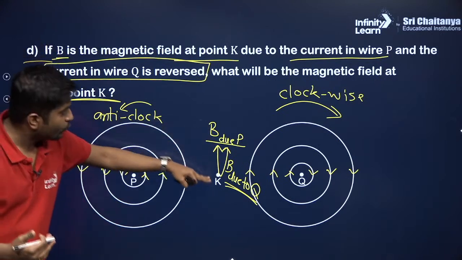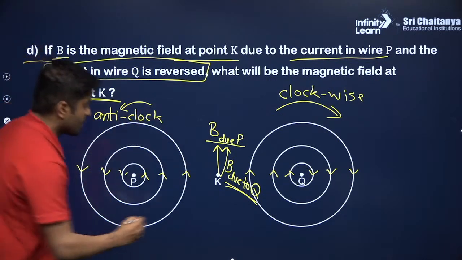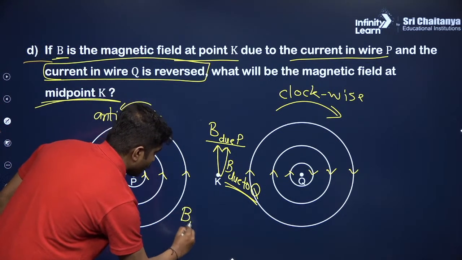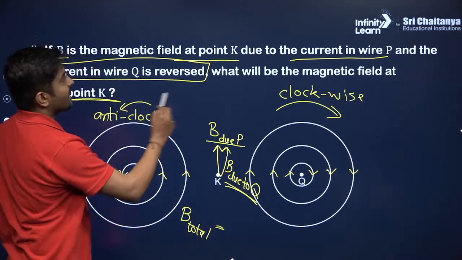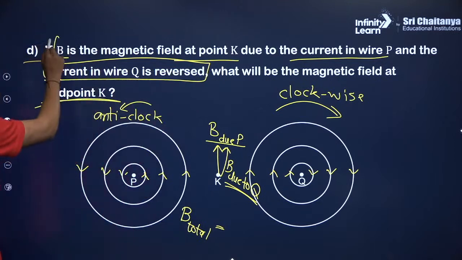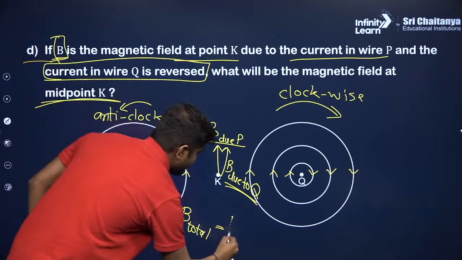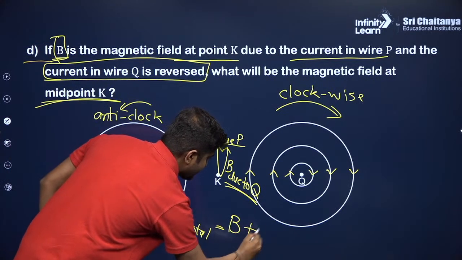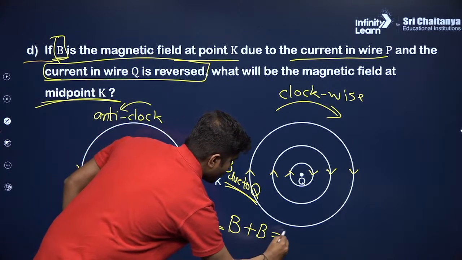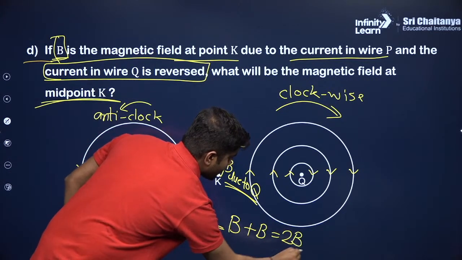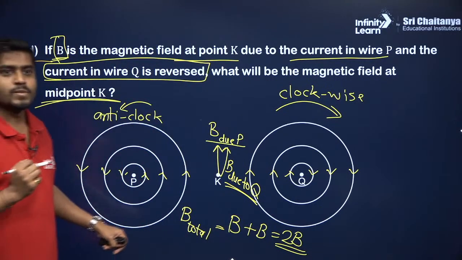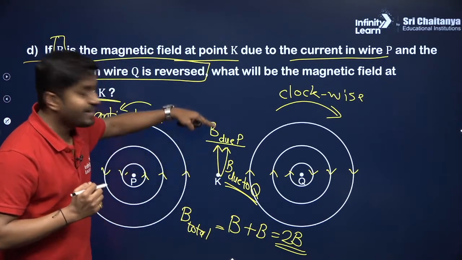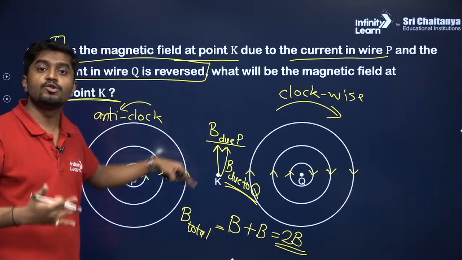So what is the total magnetic field? B total would be B due to P plus B due to Q, which is going to be 2 times B. So this is the total magnetic field. Okay, so their magnetic field strengths are going to add up.